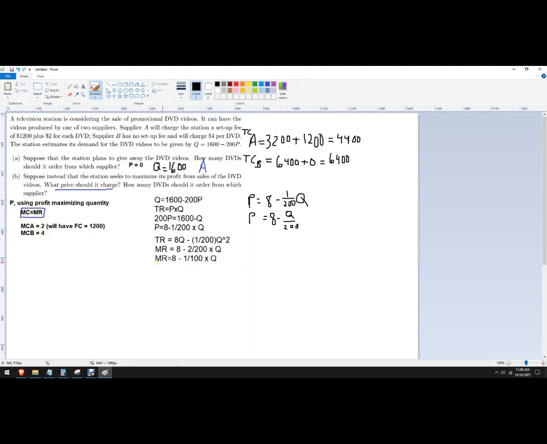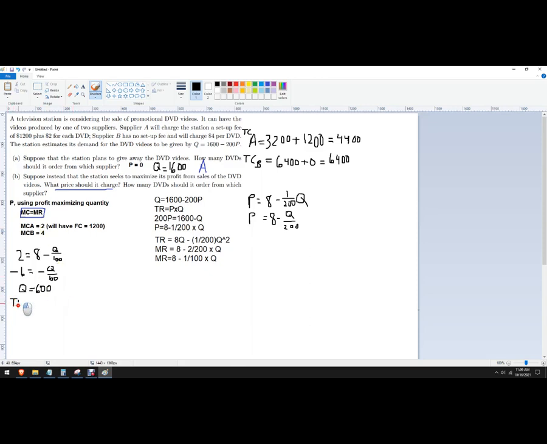How many DVDs would I produce using firm A? And so I would go 2, that's our marginal cost, equals 8 minus, actually we can write it this way, Q over 100. Okay, so that becomes negative 6 equals negative Q over 100. So I'll multiply everything by negative 100, and I get Q equals 600. So I will produce 600 DVDs with company A.